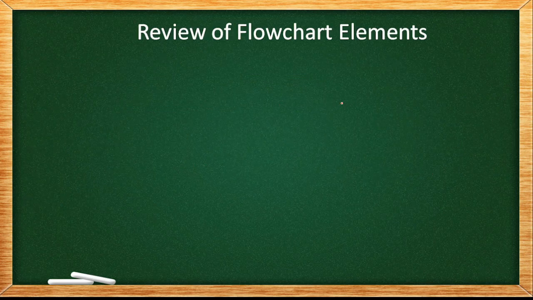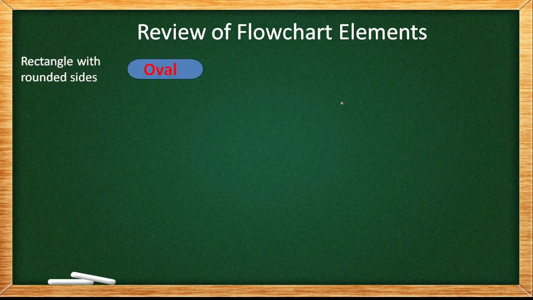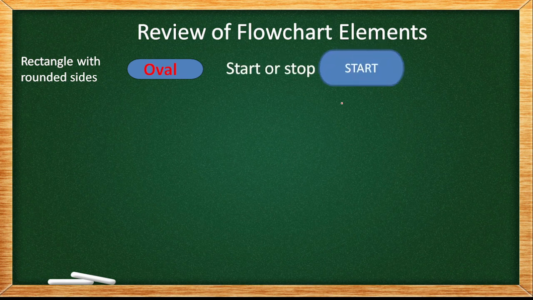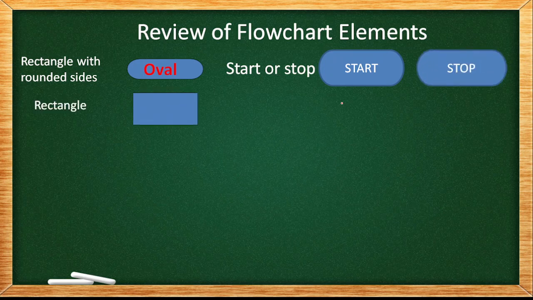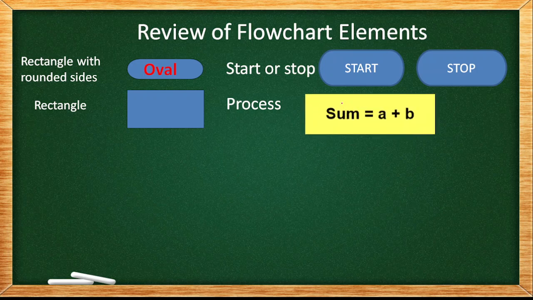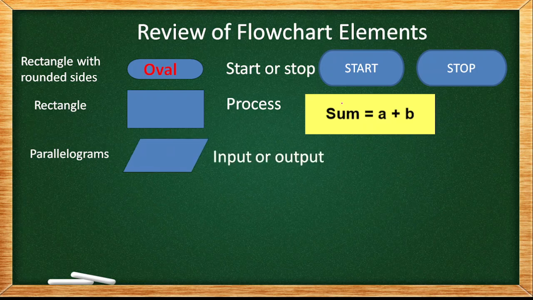Let us discuss the flowchart elements. The rectangle with rounded corners is normally called an oval shape. It indicates the start and stop of the flowchart. The next one, the rectangle, is used for processing, like here sum is equal to a plus b. A parallelogram is used for inputting and outputting data variables, like reading a and b.